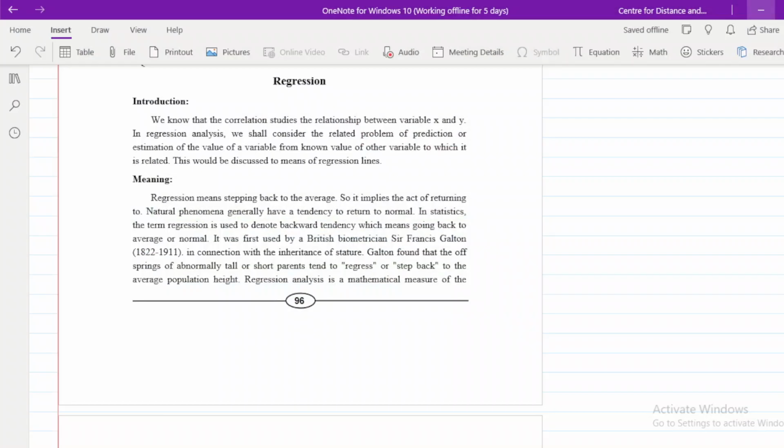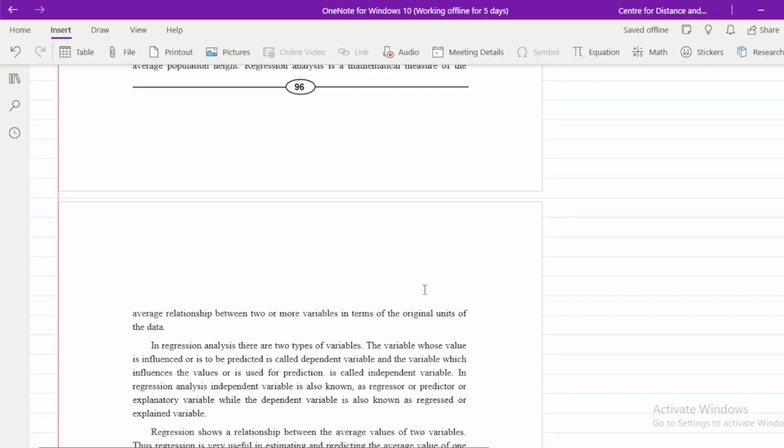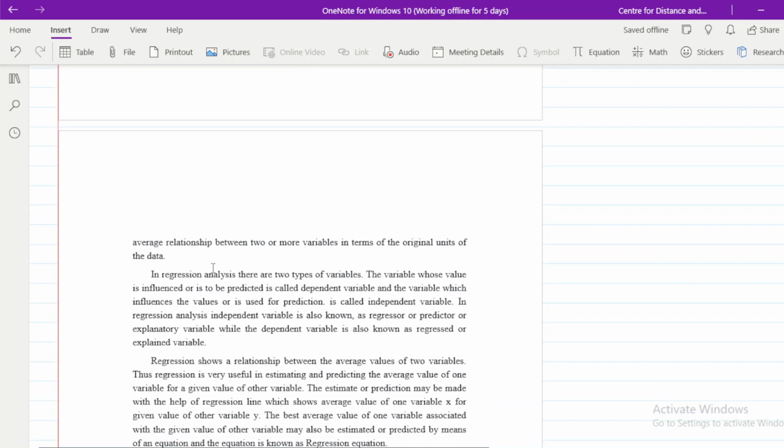Today we are going to learn the next concept, that is regression. Regression means stepping back to the average. Regression analysis is a mathematical measure of the average relationship between two or more variables in terms of the original units of the data. In regression analysis, there are two types of variables.